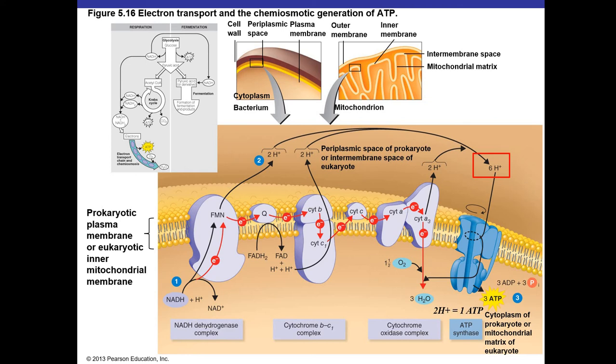And then we finally get to the third proton pump, cytochrome A3. Another 2 protons are then pumped out. So each proton pump, FMN, coenzyme Q, cytochrome A3, each of those pumps out 2 protons. So that's going to give us a total of 6 protons to the outside of the membrane. Those protons now want to get back across the membrane, but the only place that they can do that is by a specialized channel referred to as ATP synthase.